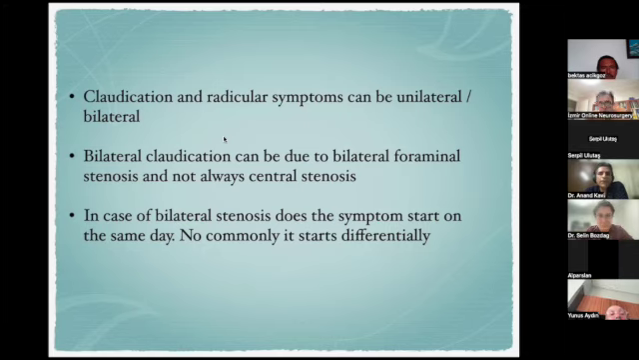Now, in case of bilateral stenosis, we need to ask the patient, does the symptom start on the same day? And on more investigative history taking, the patient would tell you that commonly it has started differentially. It means the radicular symptoms in one leg have started before the other, and it very rarely starts in both the legs at the same time.